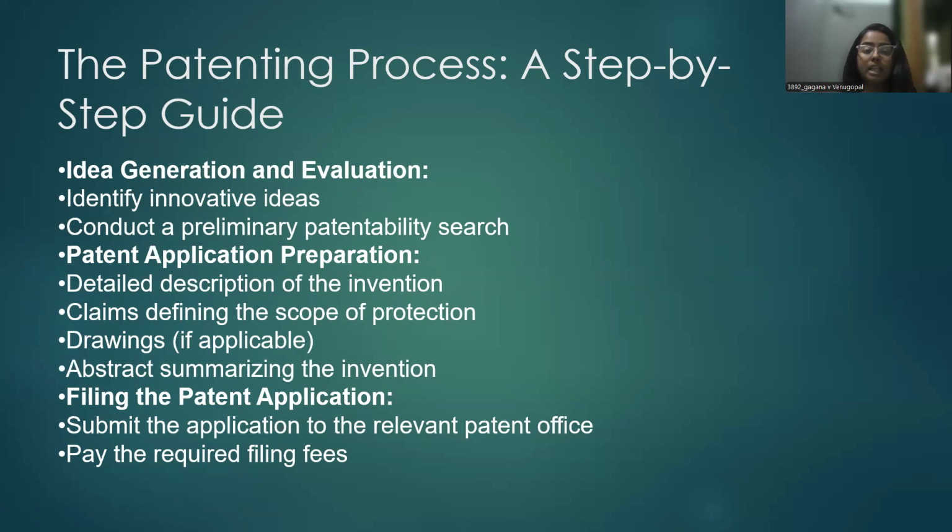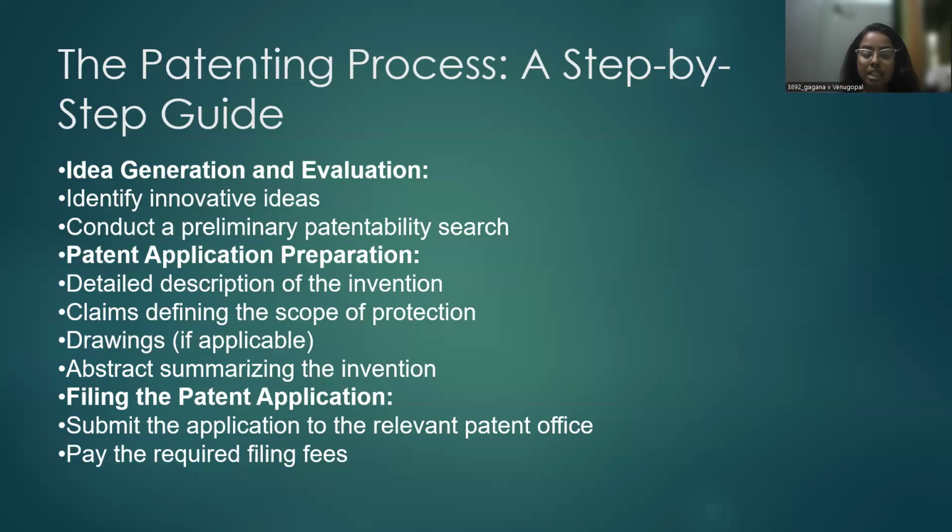And then patent application preparation, with a detailed description of the invention. This basically tells what all the contents are that you need to add in the application. First comes the detailed description of the invention. Second is claims defining the scope of protection. Then drawings. In the case of medical devices, you need drawings which explain what your project is in detail. So drawings, if applicable, then an abstract summarizing the invention.